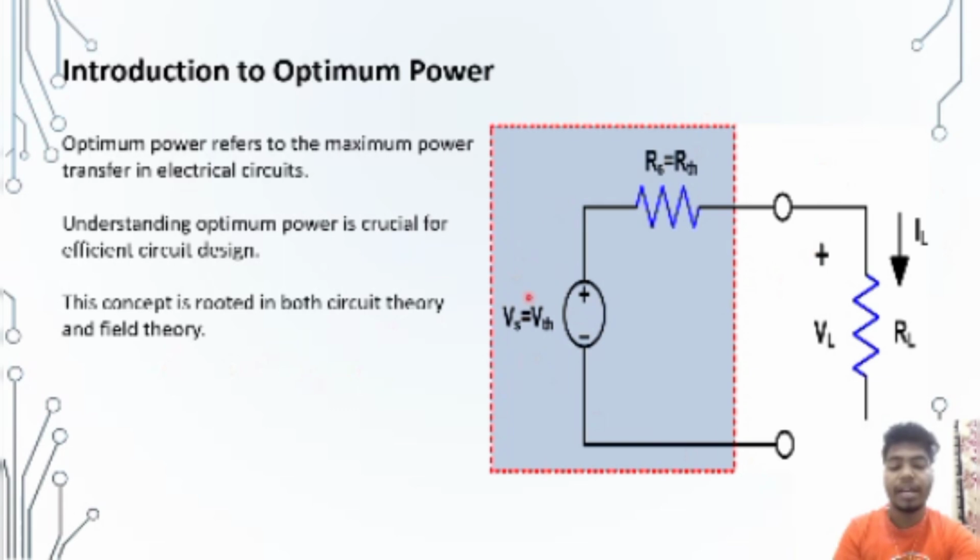This circuit diagram refers to Thevenin's theorem of maximum transfer, where Vs is equal to Vth, which represents Thevenin's equivalent voltage source connected to the circuit, and Rs is equal to Rth, which is Thevenin's equivalent resistance connected across the circuit. Next, RL is the load resistance connected across the circuit, I is the current flowing in the circuit, and VL is the voltage across the load.